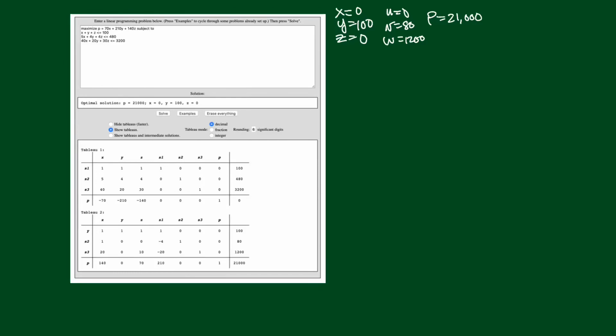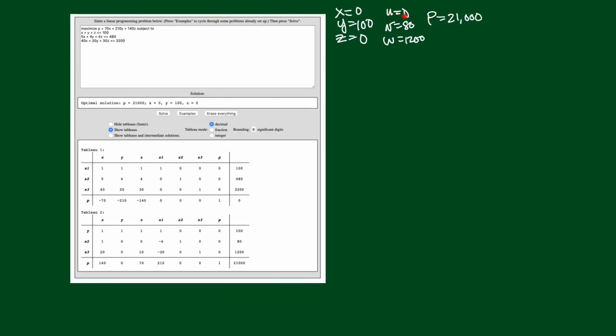So what does it all mean? Well, if you remember what the question was, it said this, that X is the number of type A systems we're going to sell. Apparently we're not going to sell any of those to maximize our profit. Y, that was the number of type B systems we should sell 100. And Z is the number of type C systems. Well, apparently we should sell 0 of those. So it looks like we're going to maximize our profit at $21,000 if we just sell all type B systems. Now I'll write that in a minute, but what about this over here?